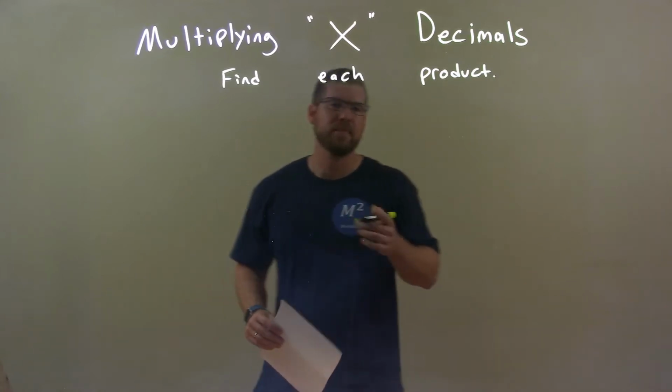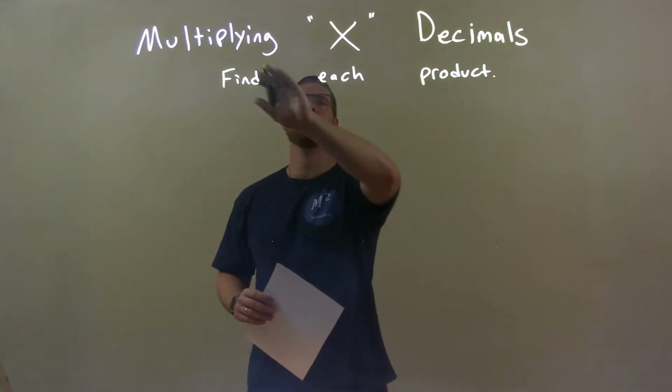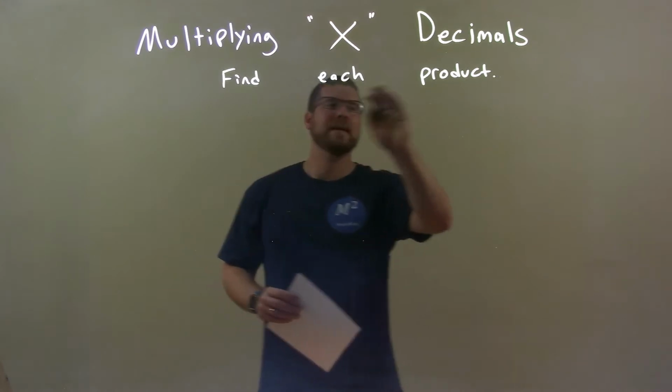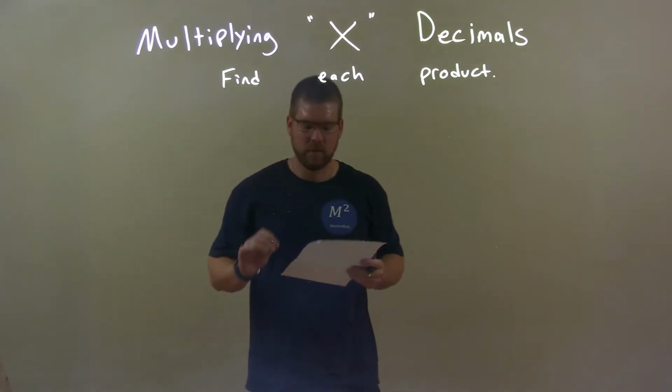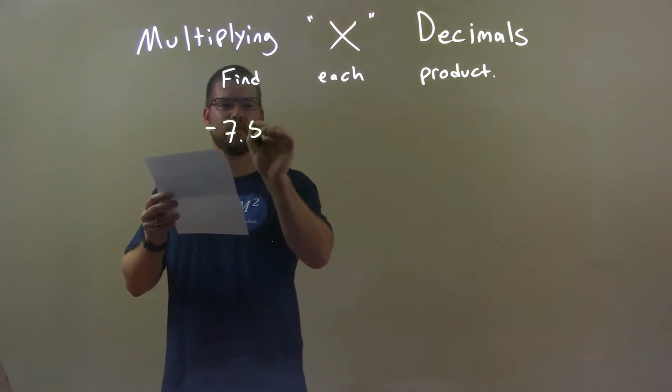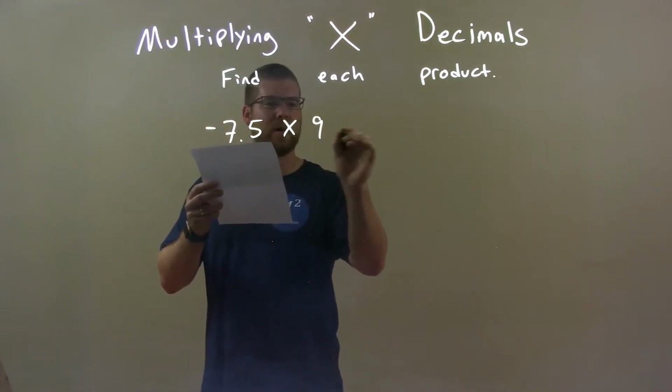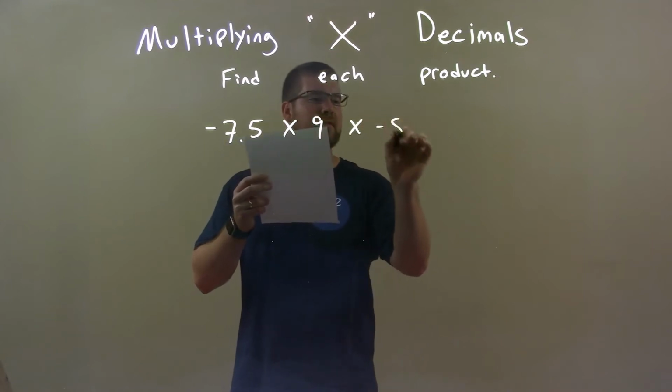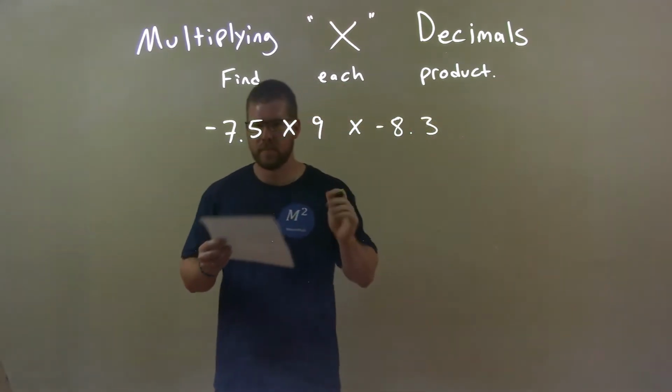Hi, I'm Sean Gannon, and this is Minute Math, and today we're learning about multiplying decimals, and we're finding each product. So, if I was given these decimals, negative 7.5 times 9 times a negative 8.3, okay?